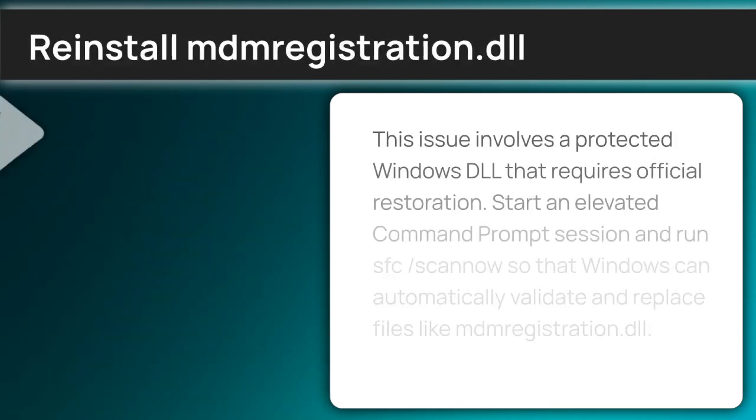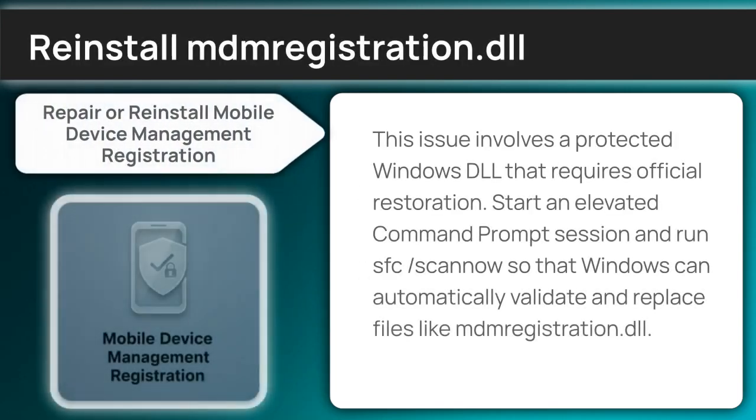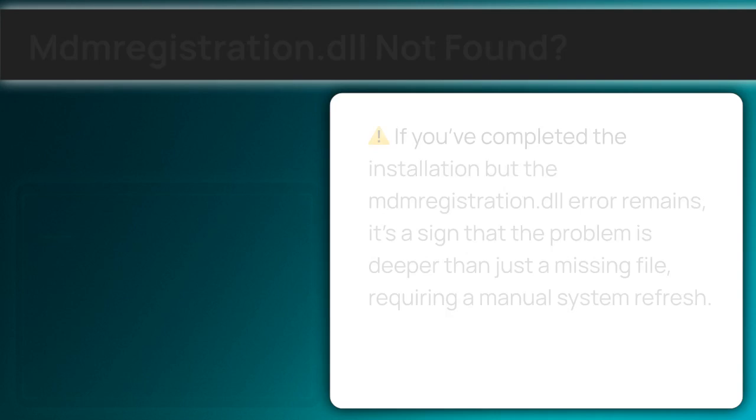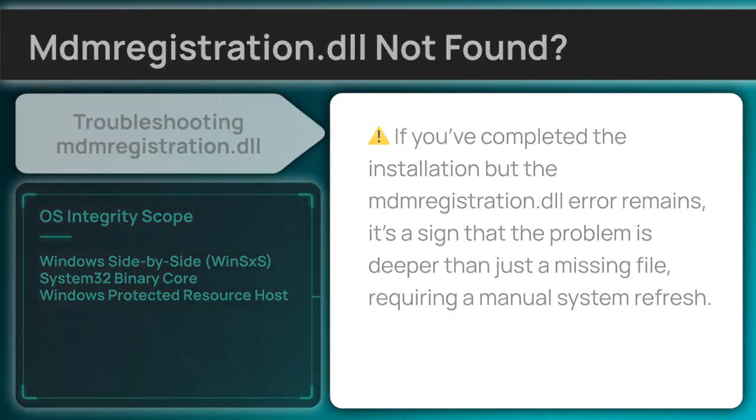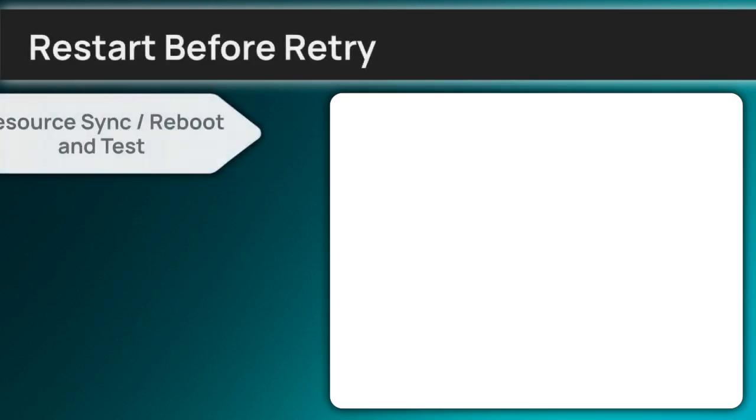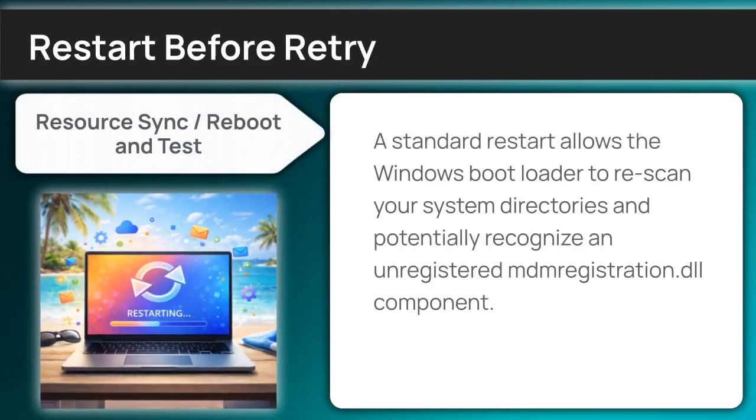This issue involves a protected Windows DLL that requires official restoration. Start an elevated command prompt session and run sfc /scannow so that Windows can automatically validate and replace files like MDM registration. If you're still seeing the missing file notification, we should attempt to force a synchronization between the software and the OS. A simple restart can resolve file-in-use errors that mimic a missing MDM registration message. It's a low-effort step that ensures your operating system starts with a clean execution stack.